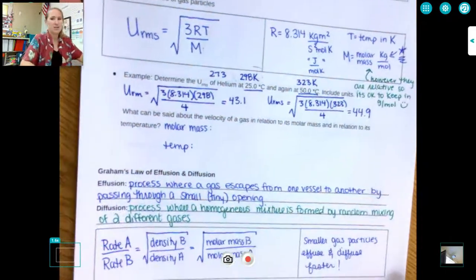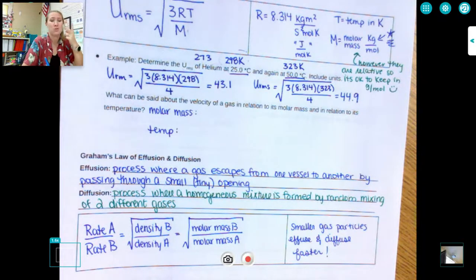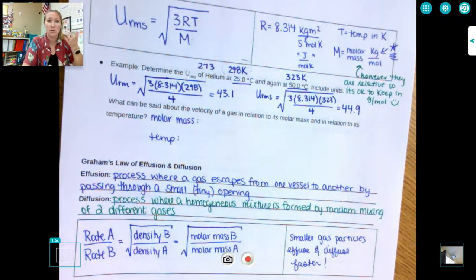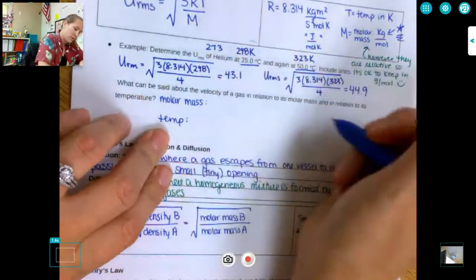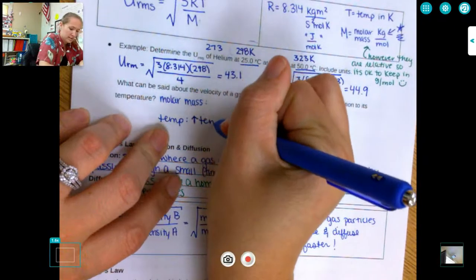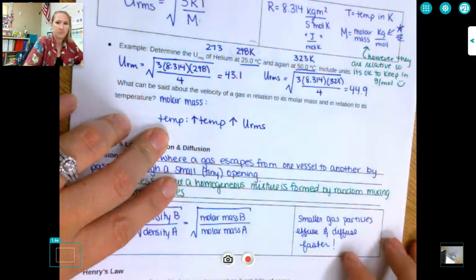All right. Then you ask yourself, does that make sense? And we would say, well, yeah, it does make sense, because if I'm at a higher temperature, temperature is directly proportional to kinetic energy. Higher temperature, higher kinetic energy. Higher kinetic energy means they move faster. So if they move faster, they're going to have a higher root mean squared. So temperature, we know that as we increase temperature, we will increase our URMS.